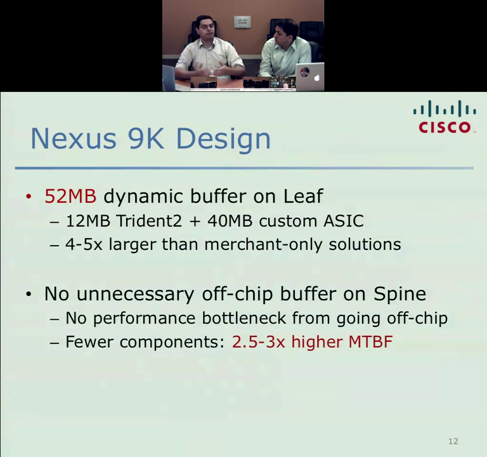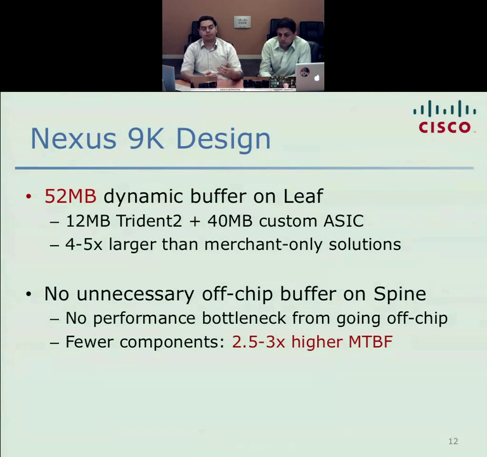So what we did is we augmented the buffer that's available with a merchant silicon solution, a Trident 2 chip, with a custom ASIC. We take a Trident, which has about 12 megabytes of buffer, and we add a custom ASIC that adds another 40 megabytes of buffer to that leaf solution. We end up with 52 megabytes of dynamic buffer at the leaf.